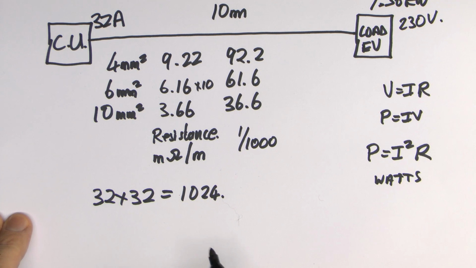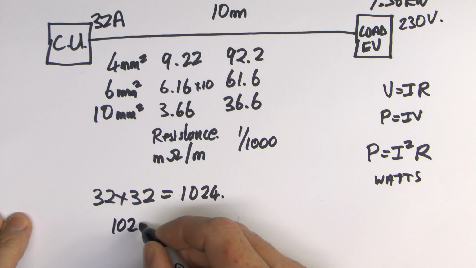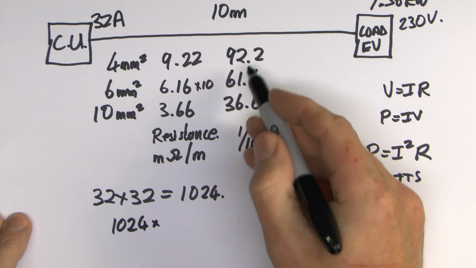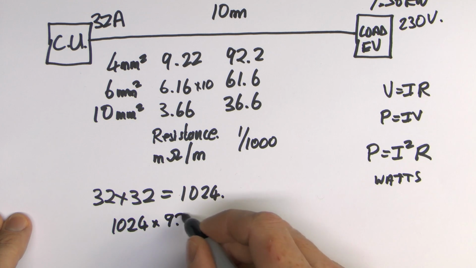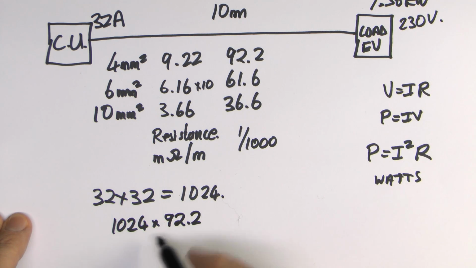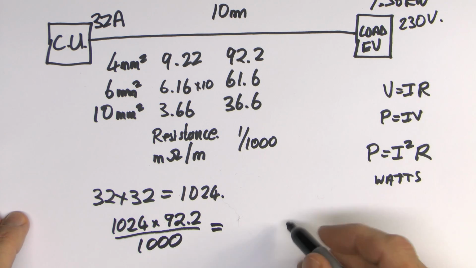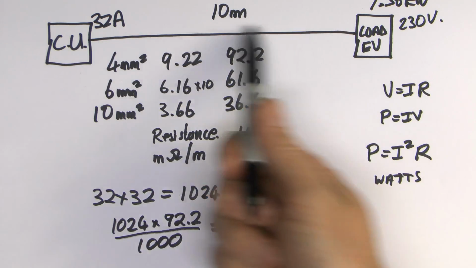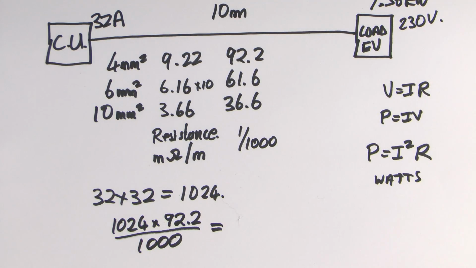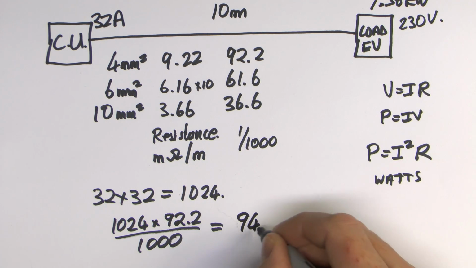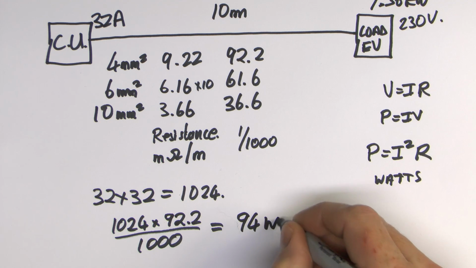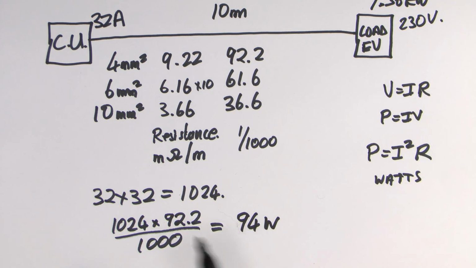So for the 4mm cable, it's going to be 1024 multiplied by our 92.2, and then we're going to divide all of that by 1000, and that will give us our power output in watts just from the cable itself. So that's basically going to be our wastage. So for that particular example, the answer is 94 point something, so 94 watts. And looking another way, as it's over 10 metres, that's about 9 watts per metre. That cable is going to get pretty warm in that case.